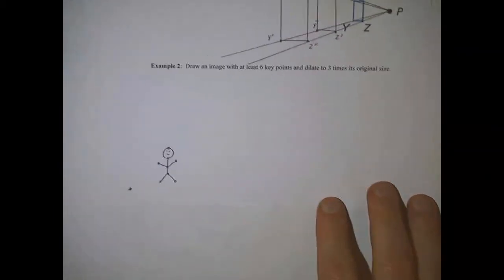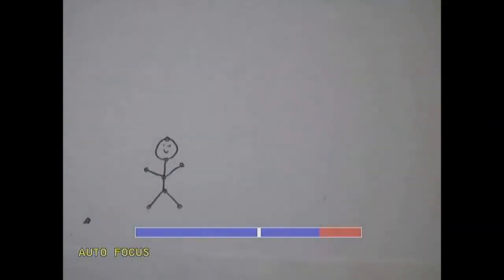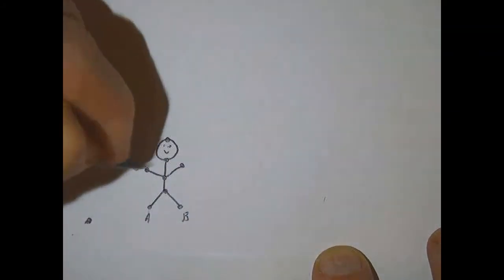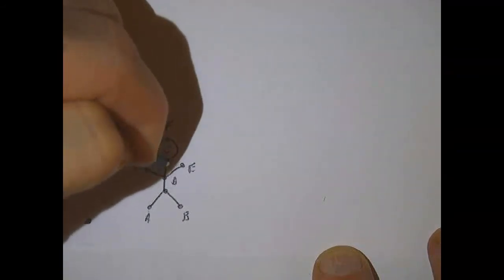Now I'm going to make the dilation so that he gets 3 times as large. So this, I'm going to call this A, B, C, D, E, and F, and I'll call this point G.